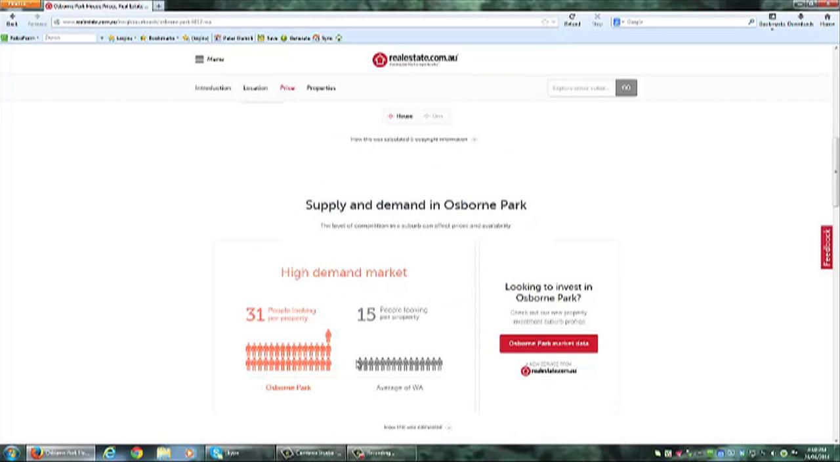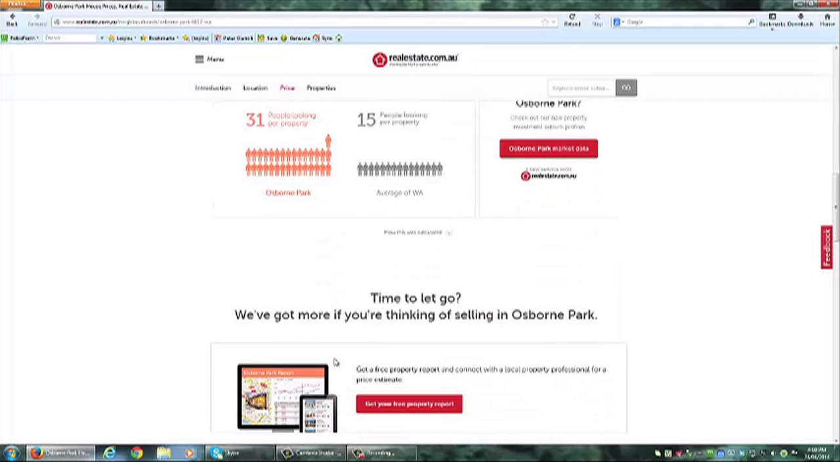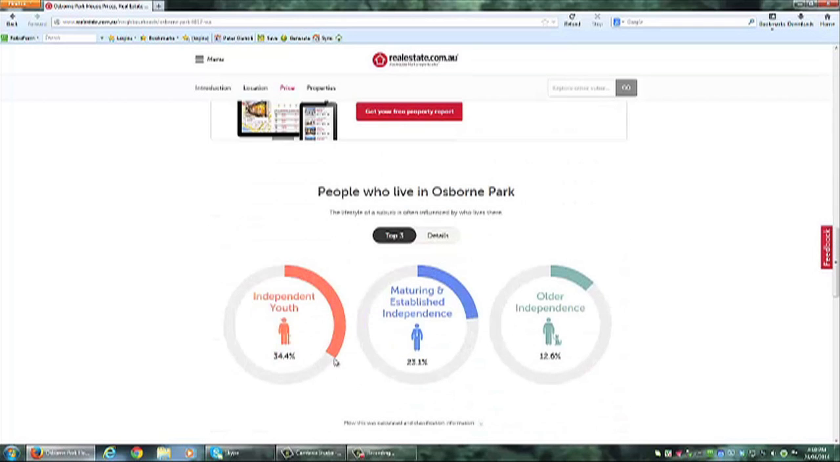If we're looking at the suburb, you'll see that in Western Australia there are 15 people looking per property, whilst in Osborne Park there are 31 people looking per property, which means it's a property hotspot in high demand. If you're considering who's looking in Osborne Park and what type of tenants you're likely to attract for your properties, you're looking at independent youth. These are guys who probably live in units in Osborne Park, close to the CBD, close to employment, close to transport routes. Maturing and established independents and older independents, once again because of its proximity to the City of Perth, transport routes and proximity to employment.